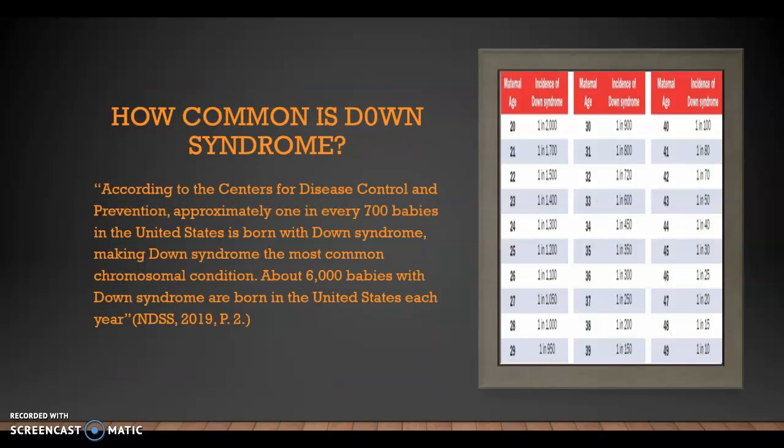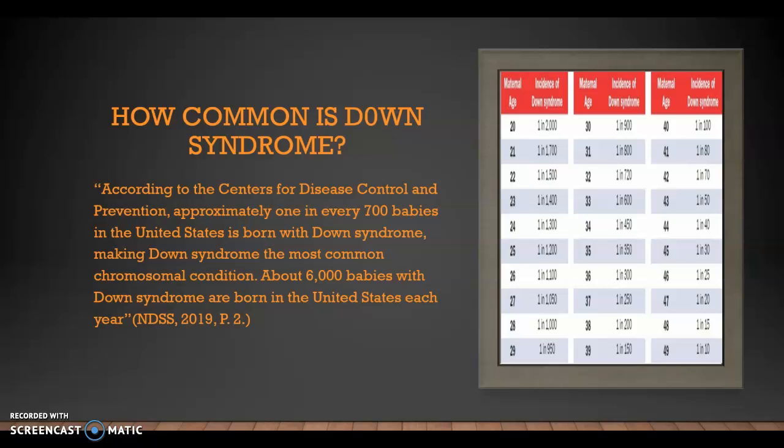One may ask, how common is Down syndrome? According to the Centers for Disease Control and Prevention, approximately 1 in every 700 babies in the United States is born with Down syndrome, making Down syndrome the most common chromosomal condition. About 6,000 babies with Down syndrome are born in the United States each year.